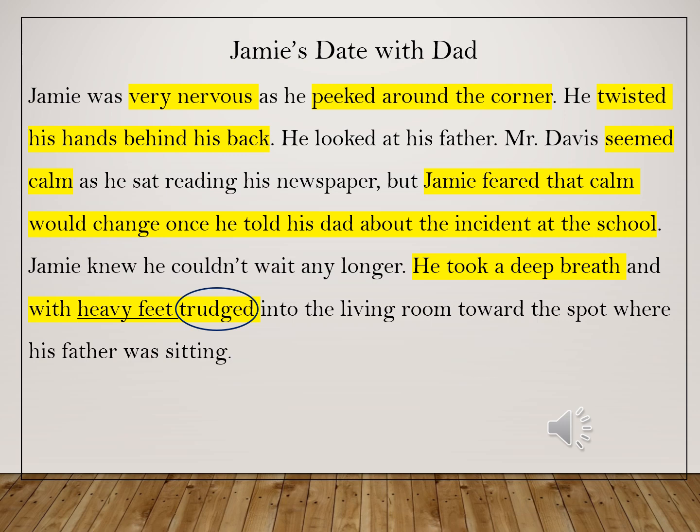Using the words that we have underlined and using our clues and making emphasis, we would then explain to our students that the word trudged means to walk with heavy feet.